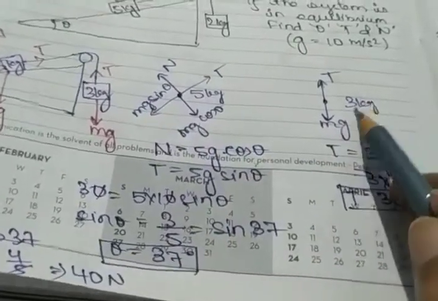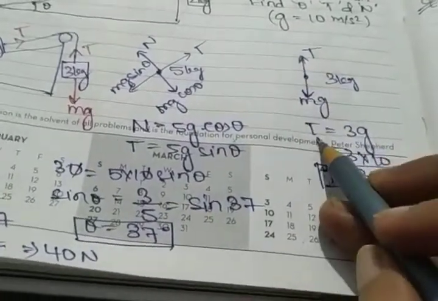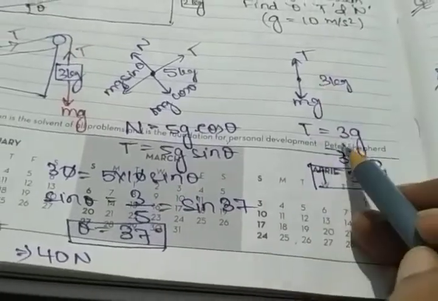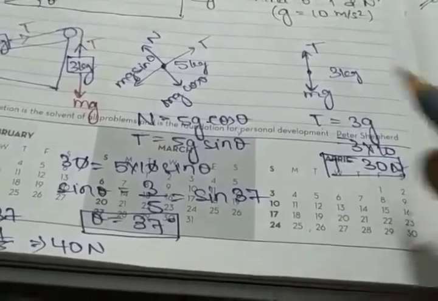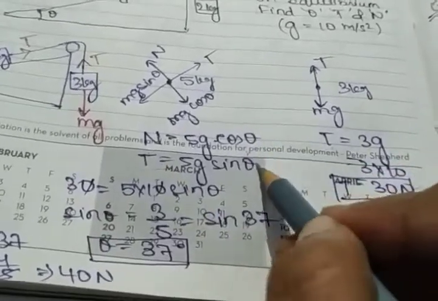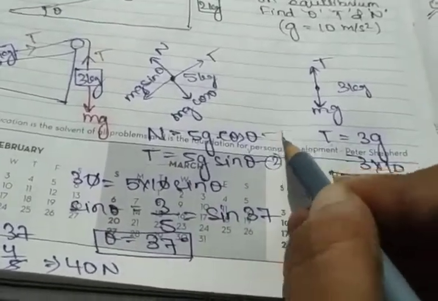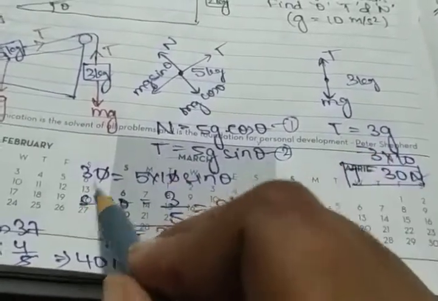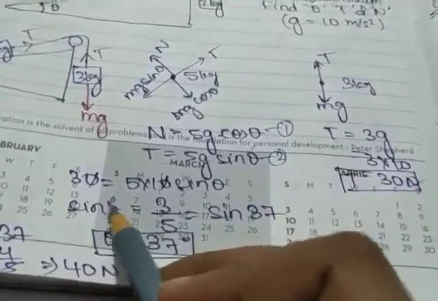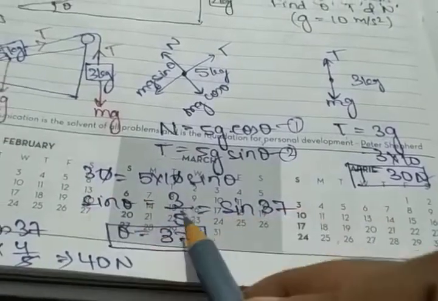We've written it. For this one, T should be equal to mg, with m as 3, so 3g, that is 3 into 10, 30 newtons. Once we got the value of T, can I use the second equation? In place of T, I'll write 30. So 10, the zeros cancelled. So 3 equals 5 sin theta. So if I want to find sin theta, 5 will come down, 3 upon 5.